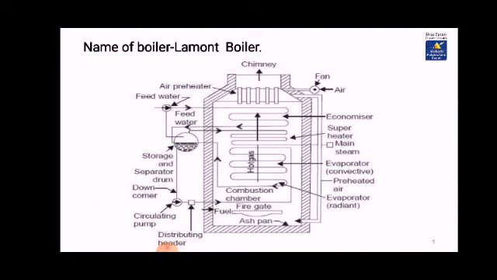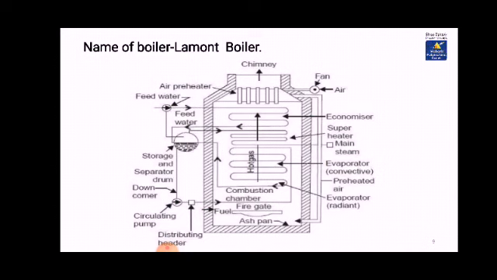The steam gets accumulated at the top of the storage drum, which is provided to the superheater, and this steam gets superheated, and again this steam is provided to the main steam line, that is, to the turbine.